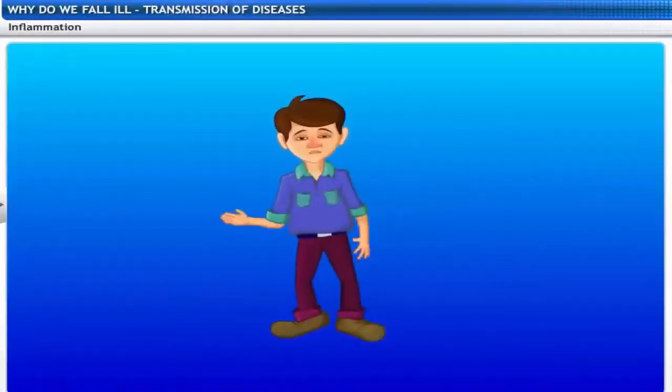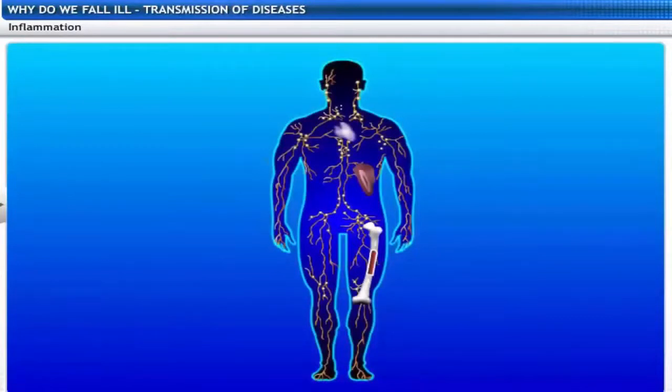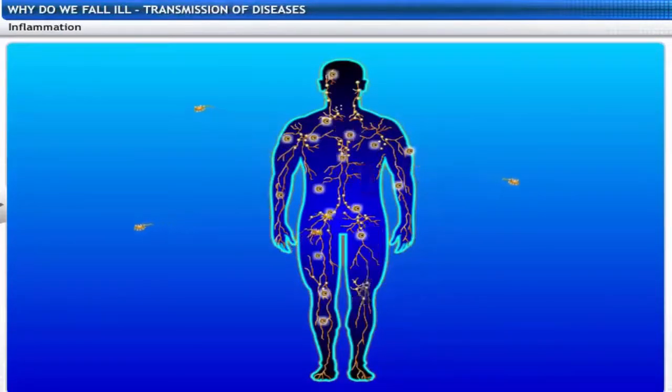Mom, are there any common effects of infectious diseases? The first common effect is that the body's immune system is activated in response to infection. The group of cells and organs that protect the body from foreign invaders is called the immune system.